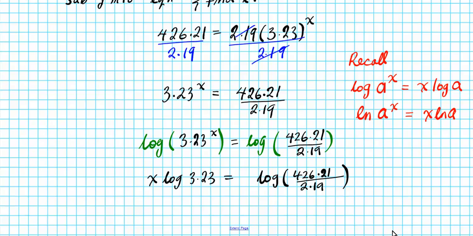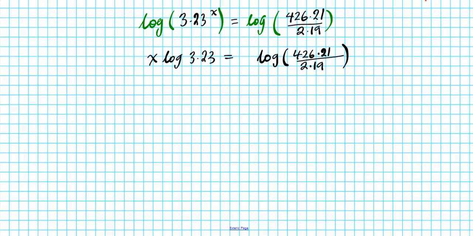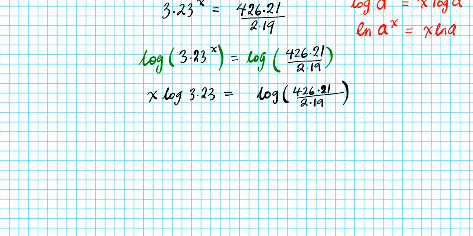All right. Now our last step is to get x isolated. To accomplish that, we just divide both sides by what? What do we divide both sides by to get x isolated? You just divide by log of 3.23, right? Both sides divide by log of 3.23. These two divide out, and then what we have to do next is enter this into the calculator.